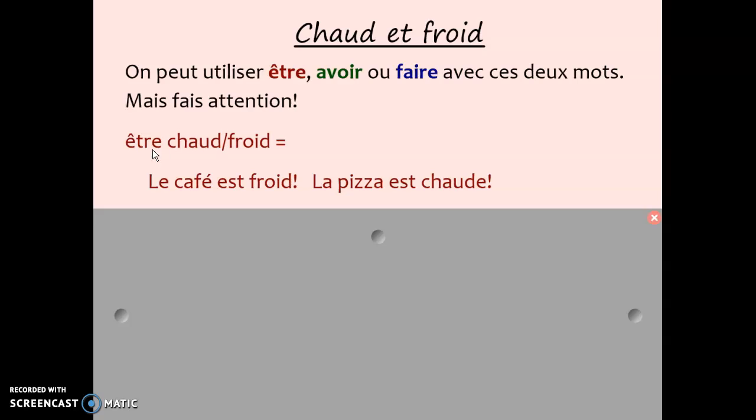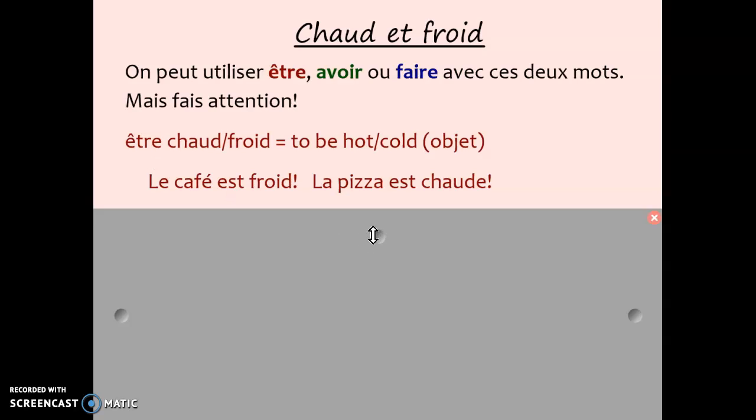We use the verb être with chaud and froid if we are talking about an object and if something is hot or cold to the touch. So for example, le café est froid. The coffee is cold. Or la pizza est chaude. The pizza is hot. Now notice that we added an E to the end here. That's because the thing that we're describing, pizza, is feminine. So we've seen that with other things before. We're going to do the agreement in this case as well. So if we're saying that an object is hot or cold to the touch, we use est because that's is. That's the form of the verb être.